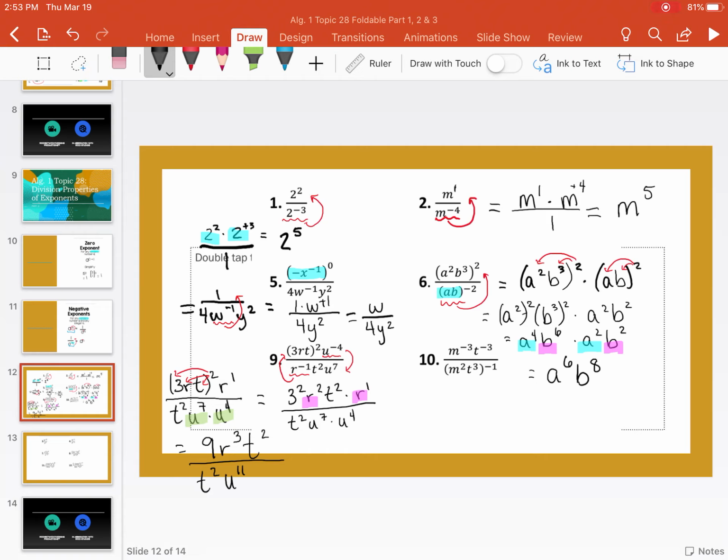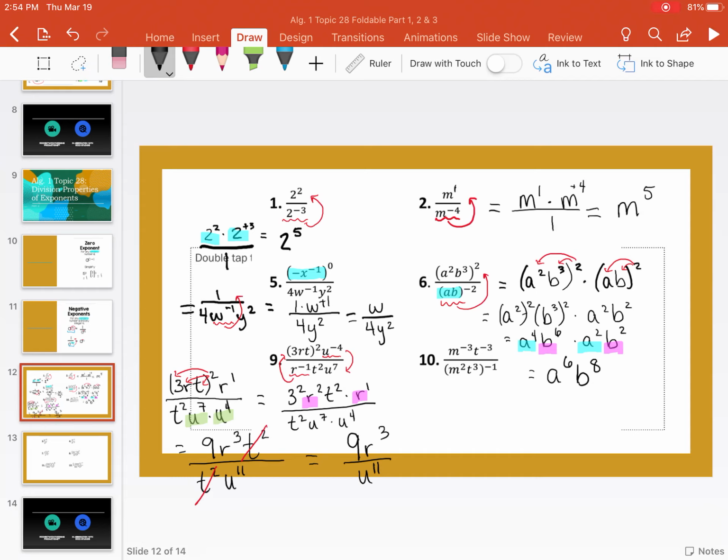So what do we notice here? Again, this one's a doozy. We notice that we have a t squared in our numerator and our denominator. So actually, if we want to reduce this even further, which we should, we would get 9r cubed over u to the 11th power. And there we go.